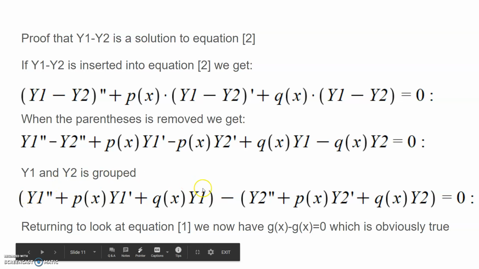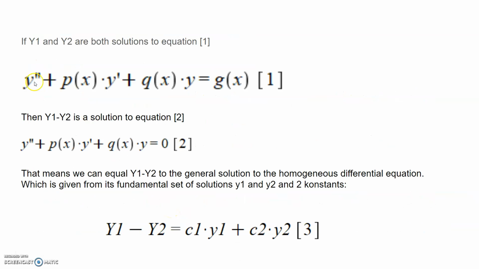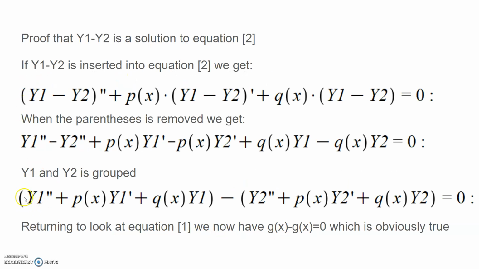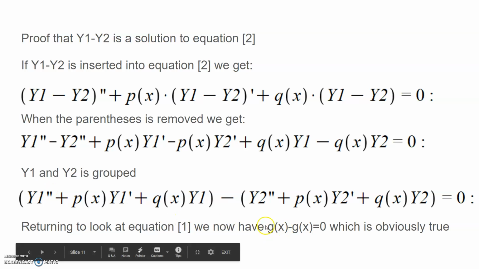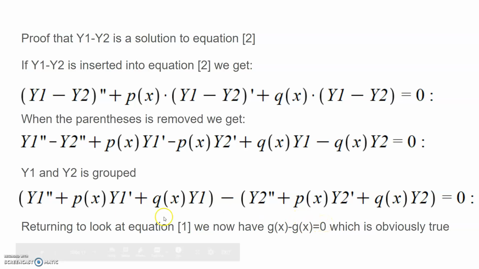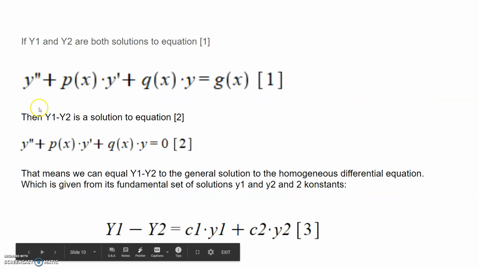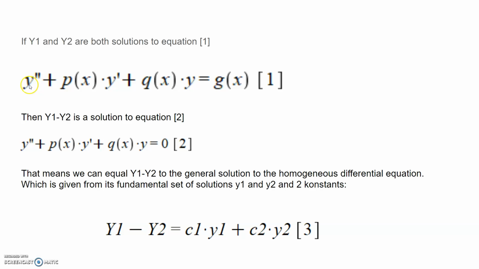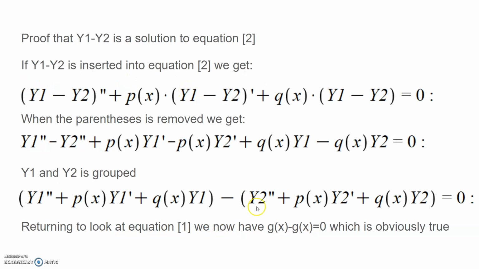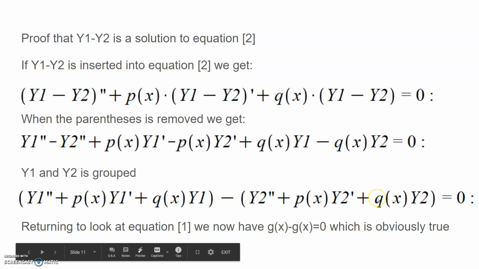Now notice they both look very similar to something we've seen before, because both of these statements are in fact equal to equation 1. Y1 and Y2 are both solutions to equation 1, which means both of these are equal to g of x. So this statement is actually g of x minus g of x, which is obviously 0. Remember, if you replace small y with y1, that's a solution. Same with y2. So this is obviously true.